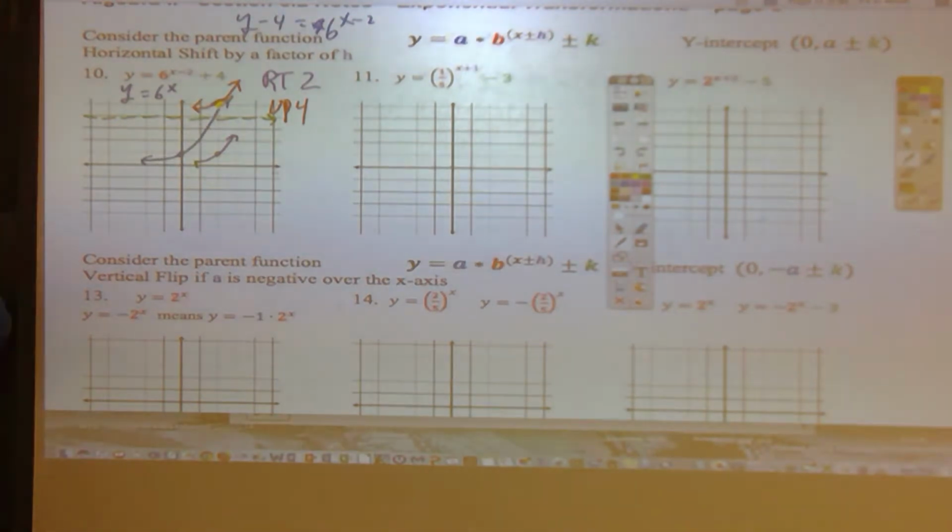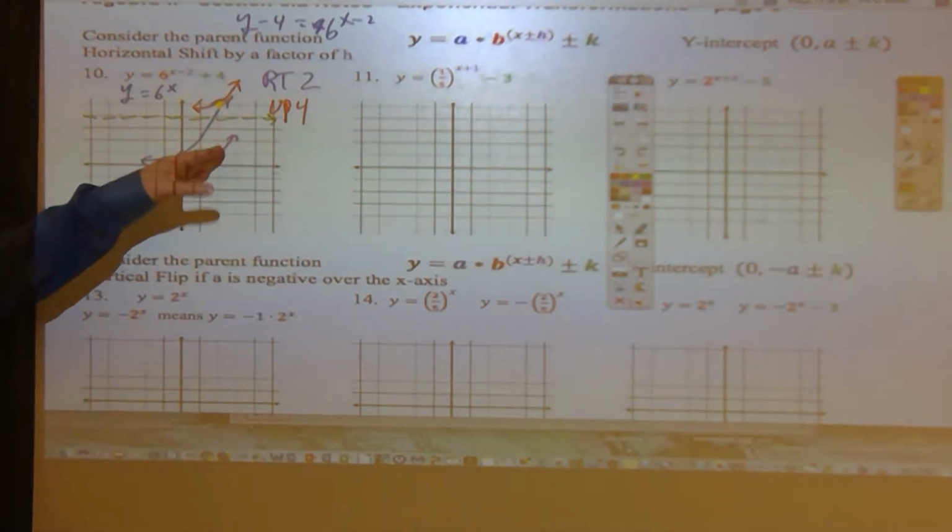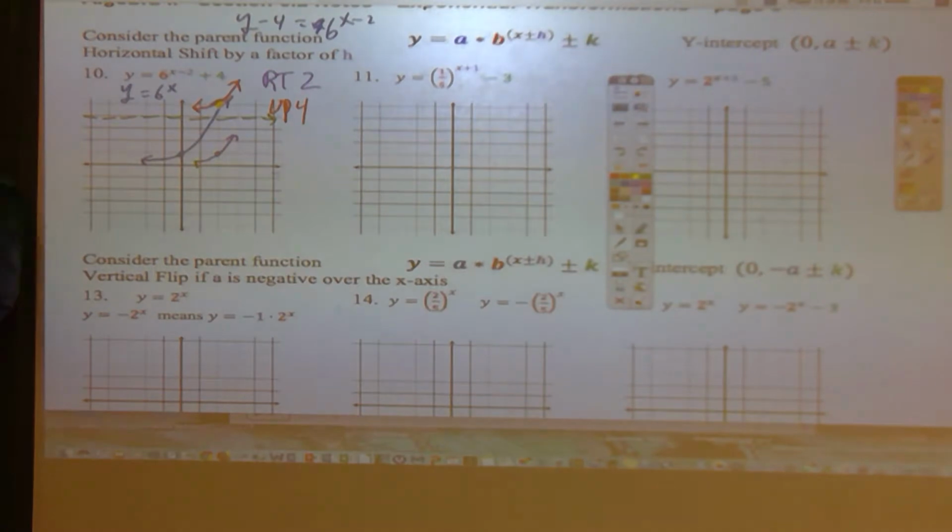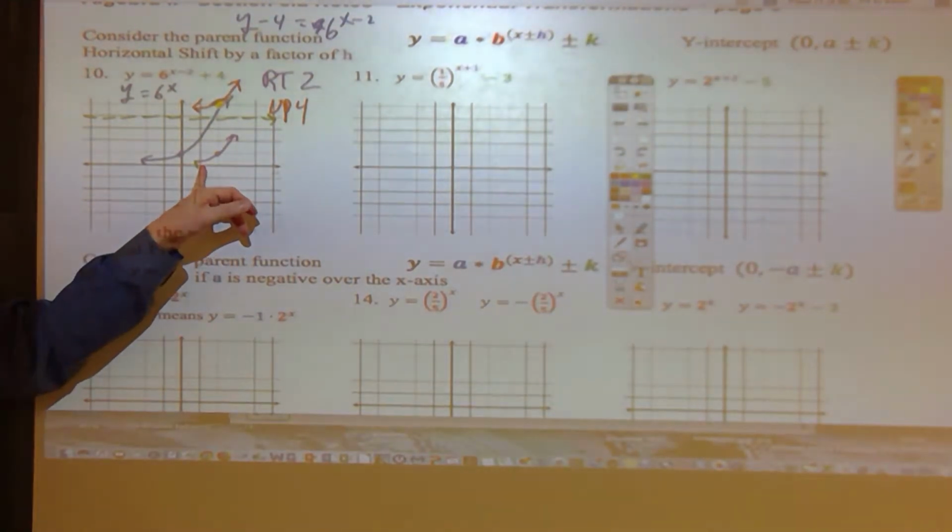This is the exponential growth curve. So you can see the family resemblance. All 3 of these curves belong to the same family. Any questions on that one? It's a crucial example of what's going on.